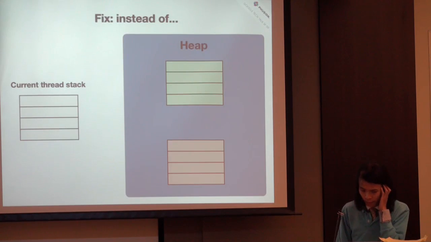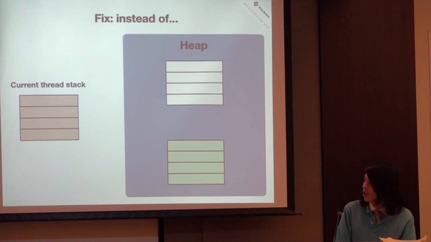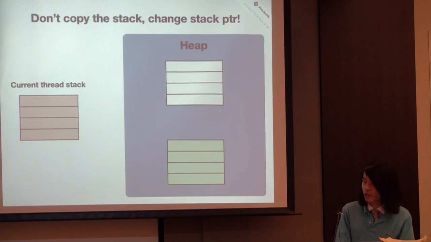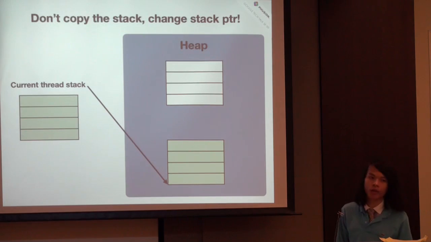So the fix for this is, of course, instead of copying the current stack from and to the heap, like so, we can just not copy that and just change the current stack pointer. So upon a context switch, you just change the stack pointer to the stack that you want to use, which lives on the heap. But this requires some platform-specific code.